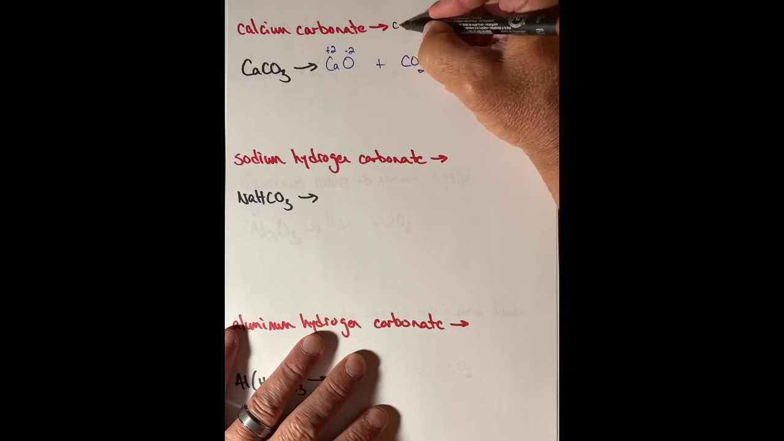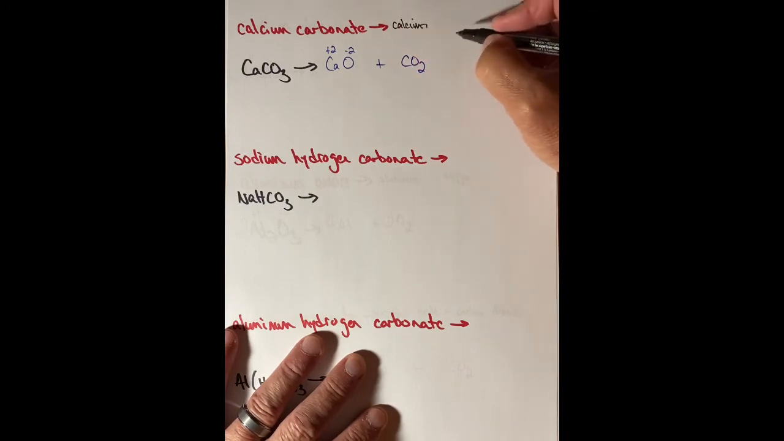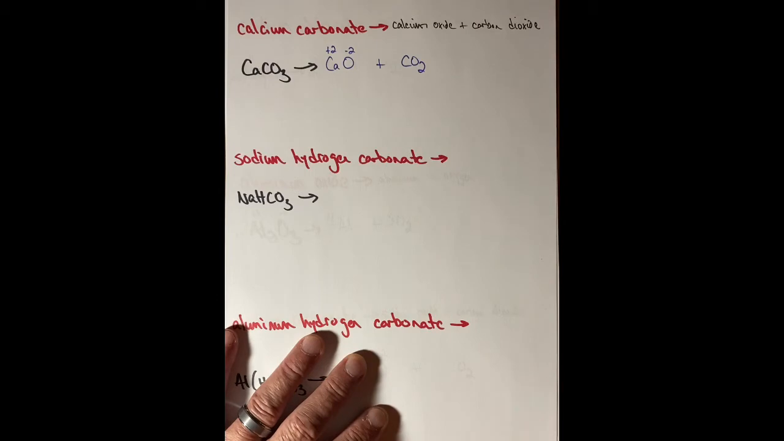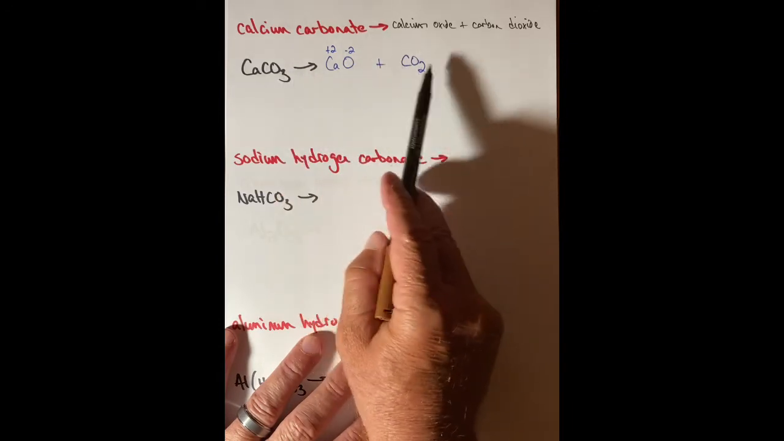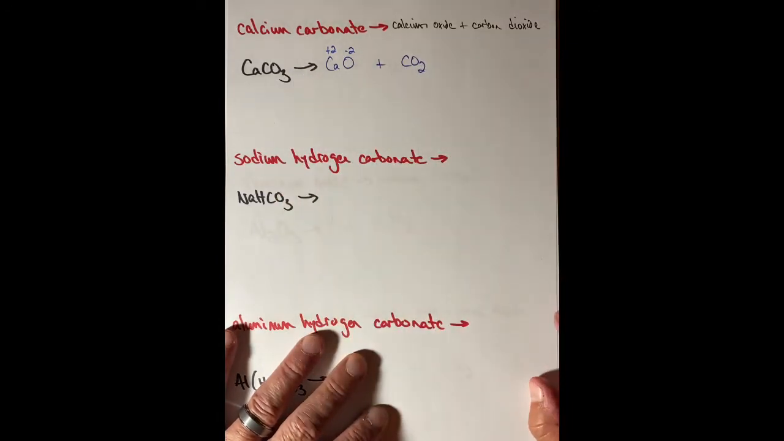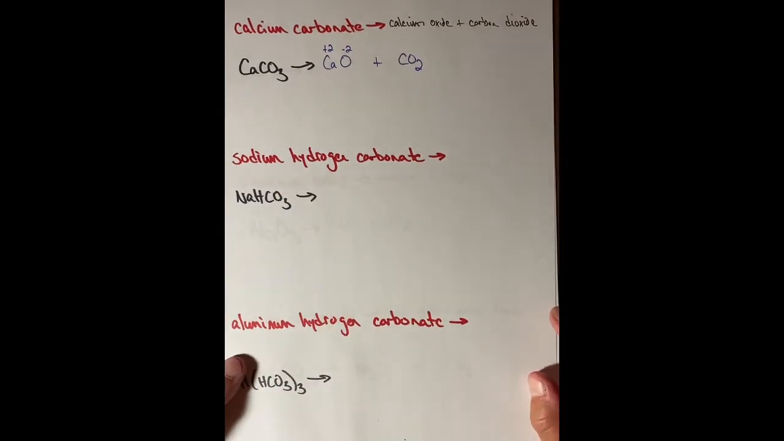Name, I'm going to be calcium. I don't need Roman numerals or the Stock system because there's only 1 valence there. So it's calcium oxide and carbon dioxide. And we want to balance it. 1 calcium, 1 calcium, 1 carbon, 3 oxygens. 1 plus 2 is 3 oxygens, so it would already be balanced.